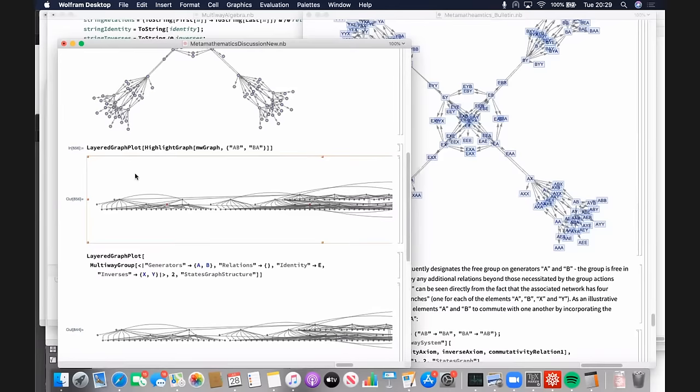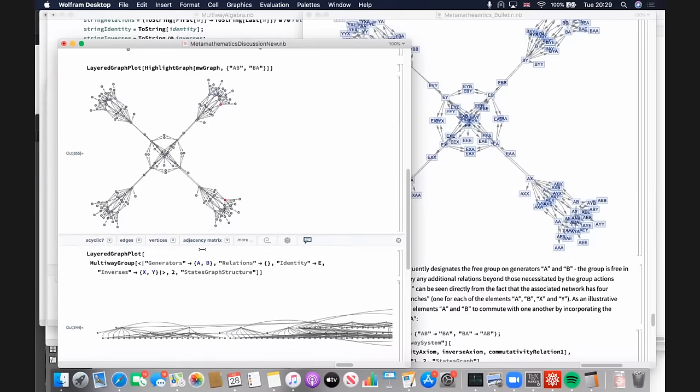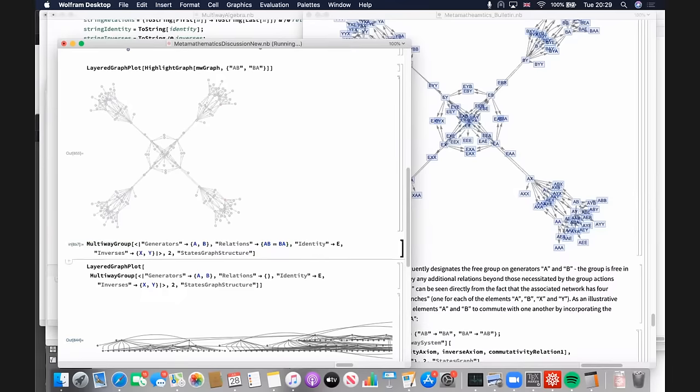accidentally brought up documentation. Well, what I would suggest doing, the heck is that? Oh. That's what happens when you click frame, apparently.